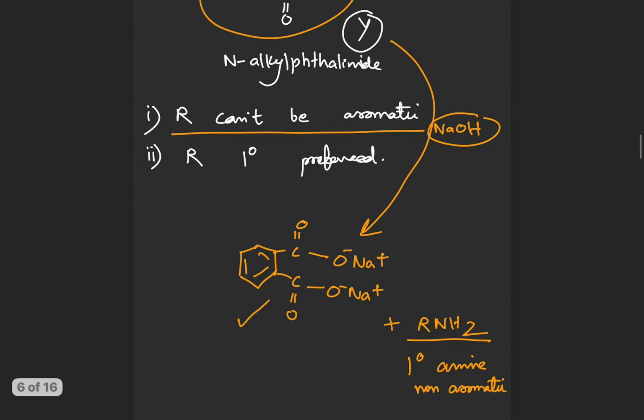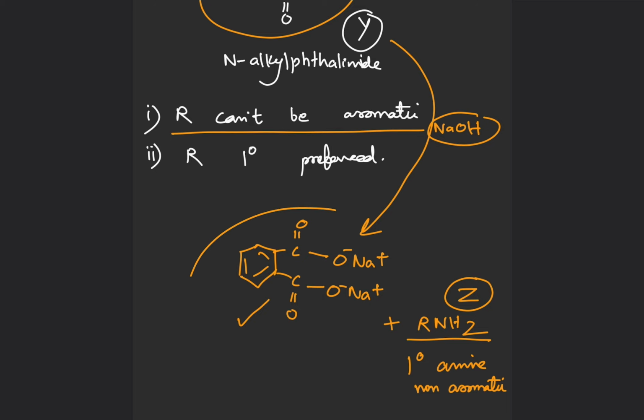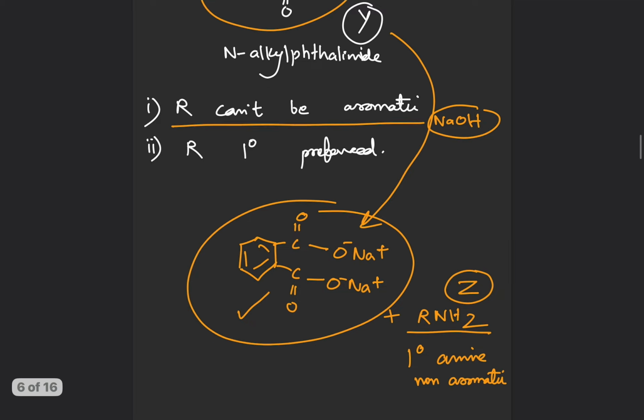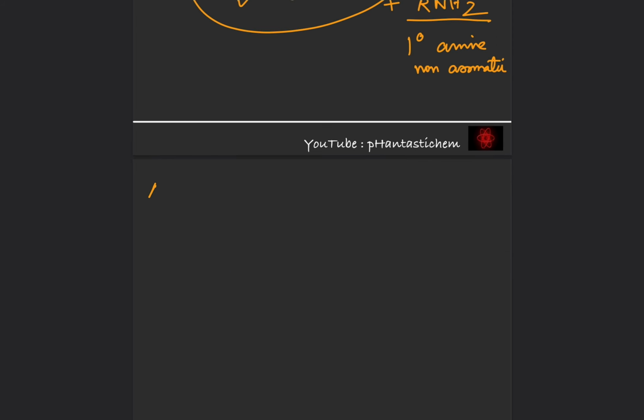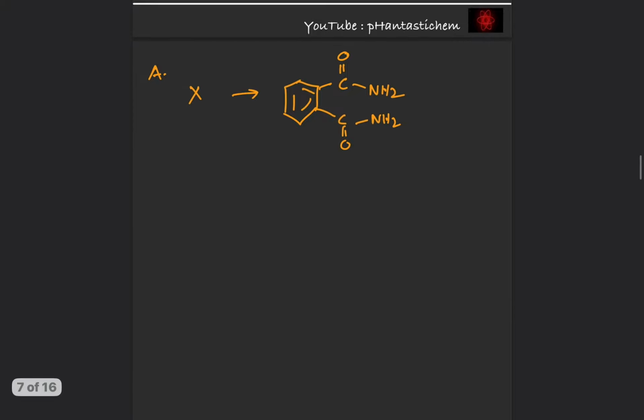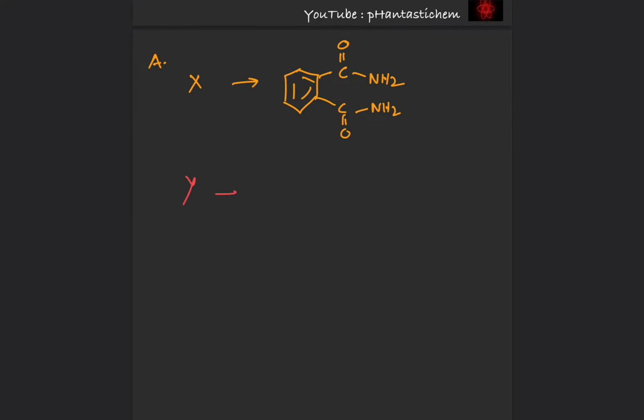Okay, so we know what X, Y, Z are. So this is Z, and this is the aromatic compound which has formed. We know X and Y. Let's look at the options one by one. X, we know, is benzene ring, C double bond O, NH2, C double bond O, NH2. This is X, phthalimide. Then Y that we got is benzene ring, C double bond O, N, R, C double bond O, N, R, and this is known as N-alkyl phthalimide.